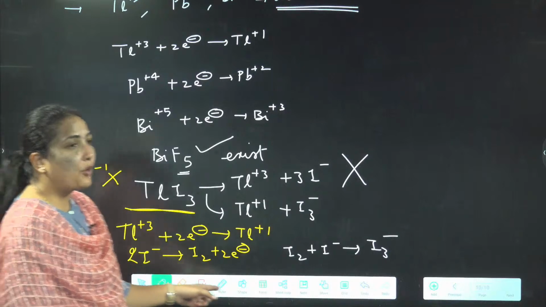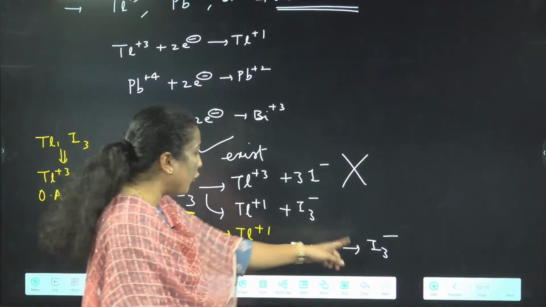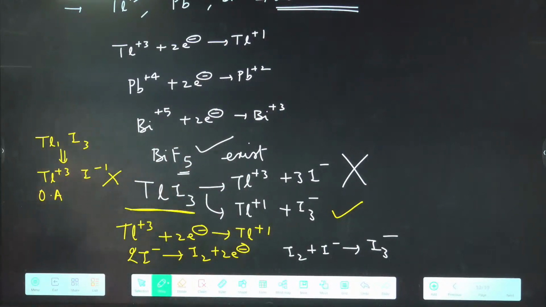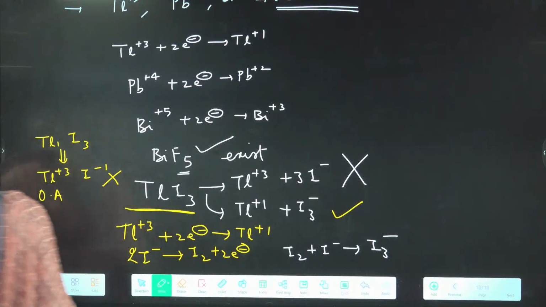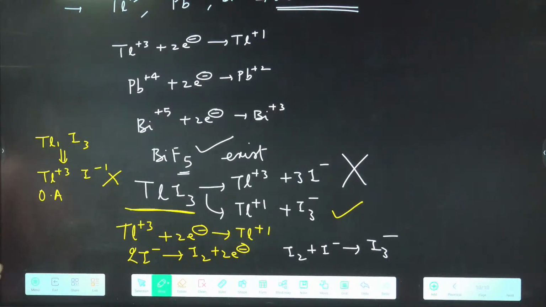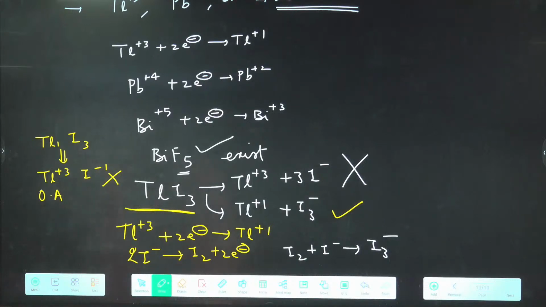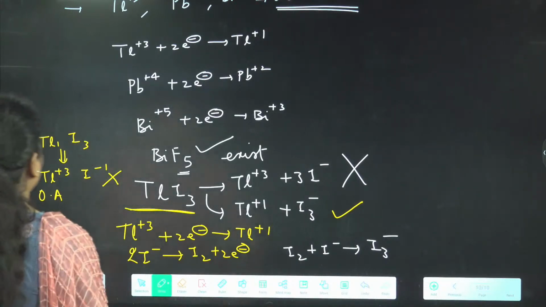Now whatever I2 is formed, it will react with some of the I minus which is there and form I3 minus. So in this form it will be existing. Getting it? Now understood? Now fine? So write this down. These are some of the applications which are associated with inert pair effect. Can we proceed further?